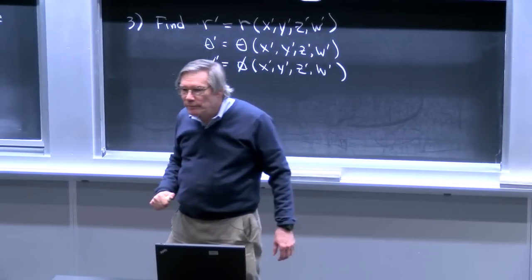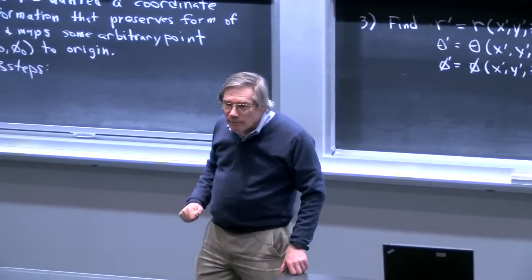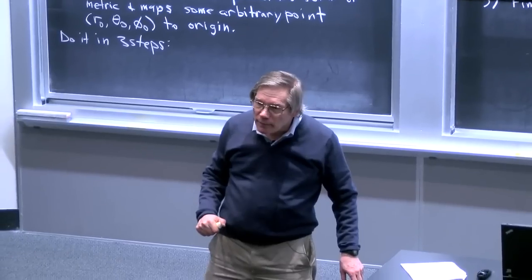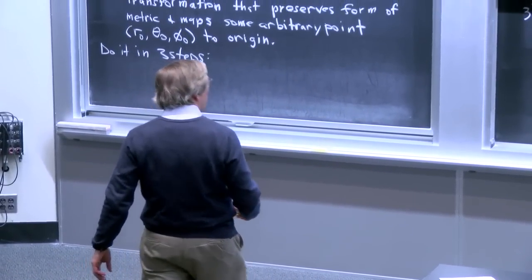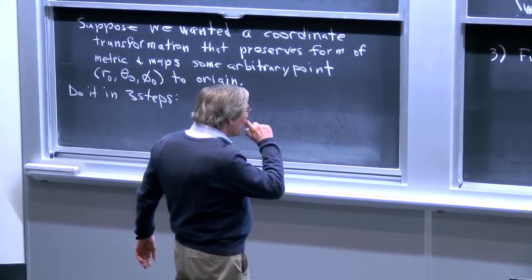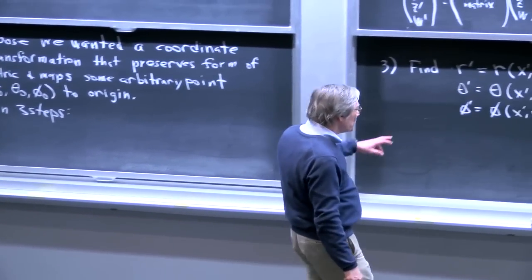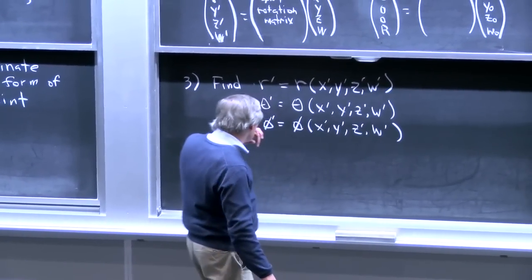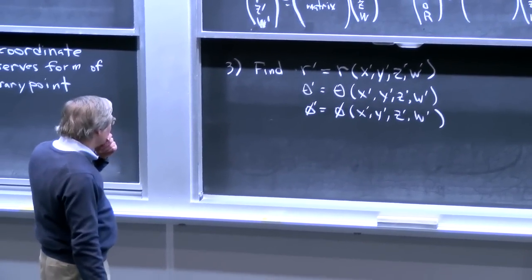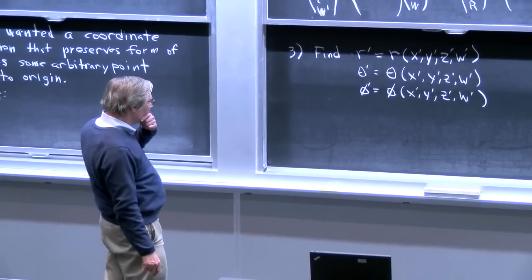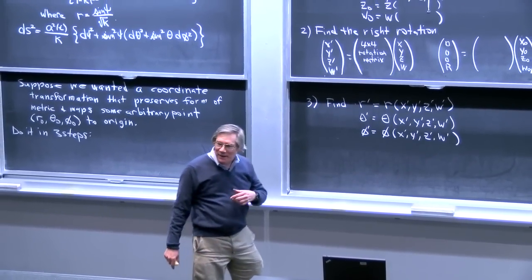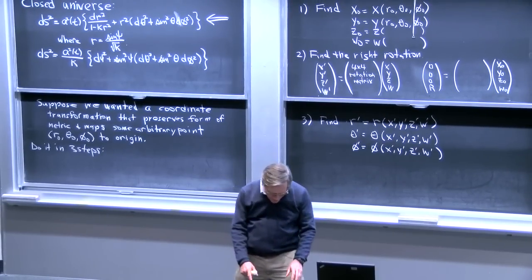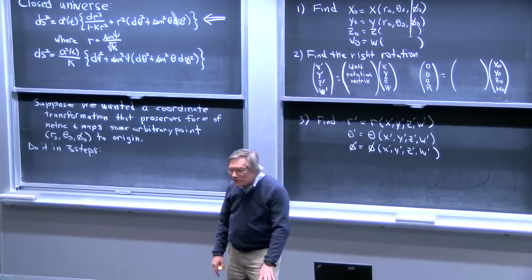Yes? For k negative, isn't r squared over k negative, so r negative? No, r is still positive when expressed in terms of x, y, z, and w. Let me think if I can show that. I'll show that next time. It is a little involved, but it will be positive.